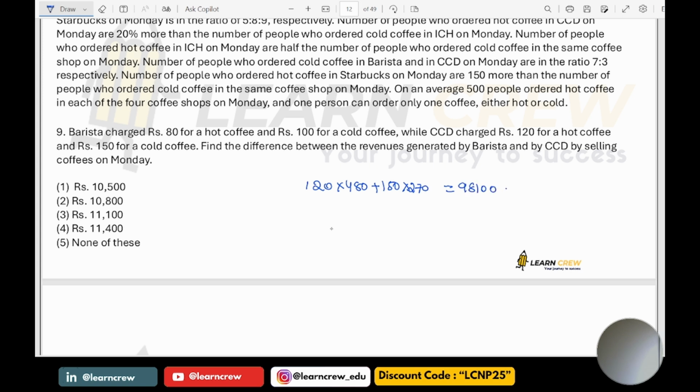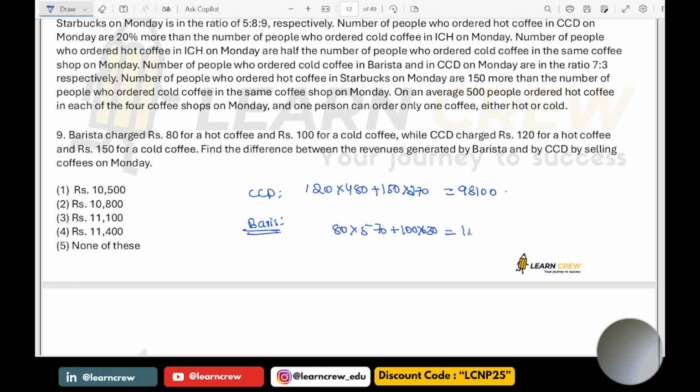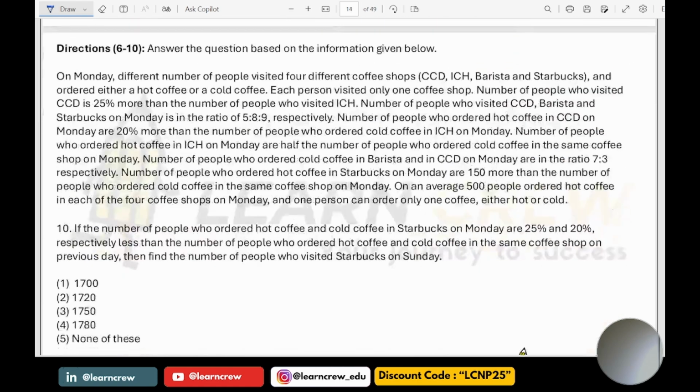And revenue generated by barista on Monday. One is CCD, next is barista. Right? Barista, how much? 80 into 570 plus 100 into 630. So it is 1,08,600. What is the difference between these two? It is 10,500. So answer is 10,500. Now see the 10th question here.